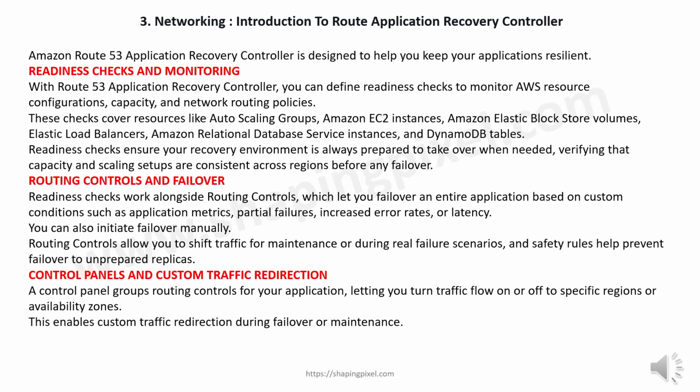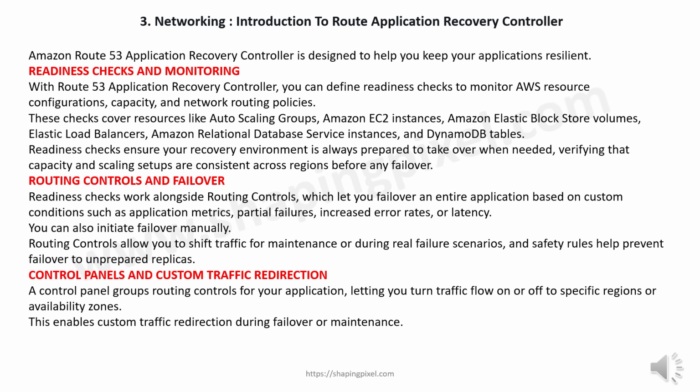Readiness checks work alongside routing controls, which let you fail over an entire application based on custom conditions such as application metrics, partial failures, increased error rates, or latency. You can also initiate failover manually. Routing controls allow you to shift traffic for maintenance or during real failure scenarios, and safety rules help prevent failover to unprepared replicas.